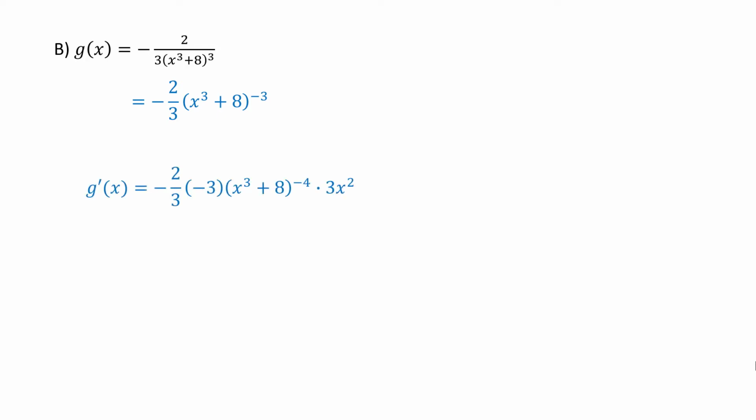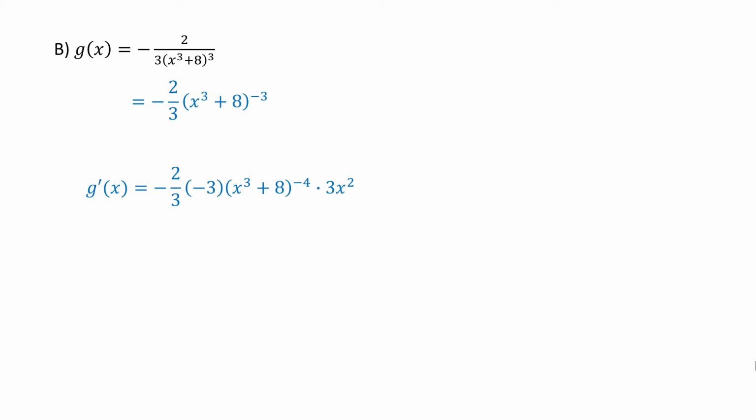g prime of x is equal to, the negative 2/3 is a constant, so it just comes along for the ride. Derivative, we bring the power to the front. So you have negative 3. The quantity x cubed plus 8 stays the same, and you subtract 1 from the existing power. So negative 3 minus 1 is negative 4. Remember, it's the chain rule, so we must take the derivative of the inside function. The inside function is x cubed plus 8.